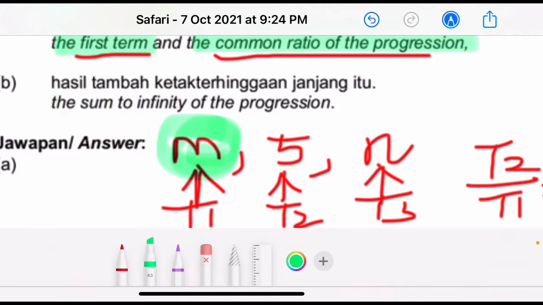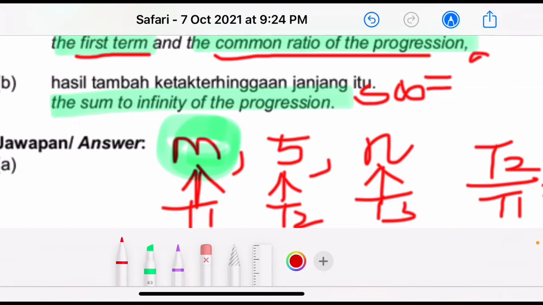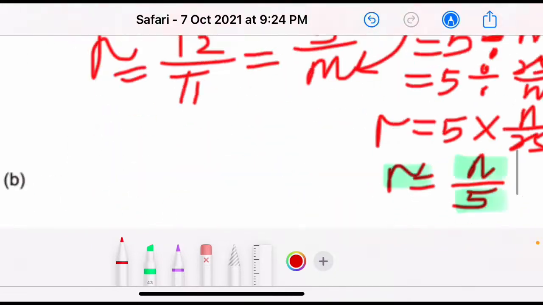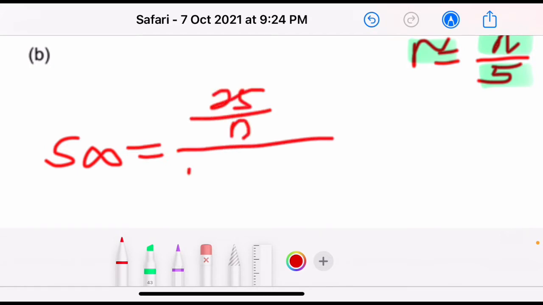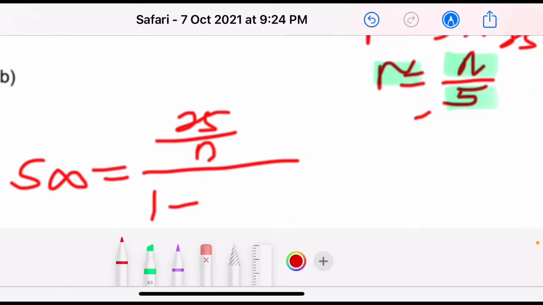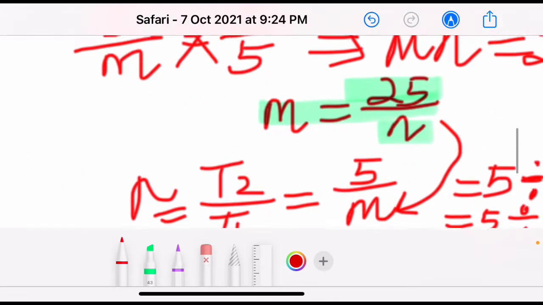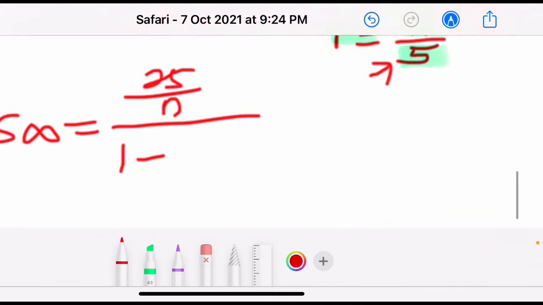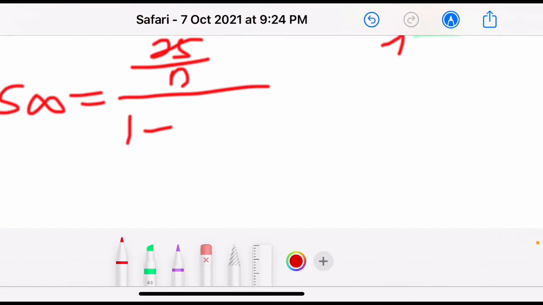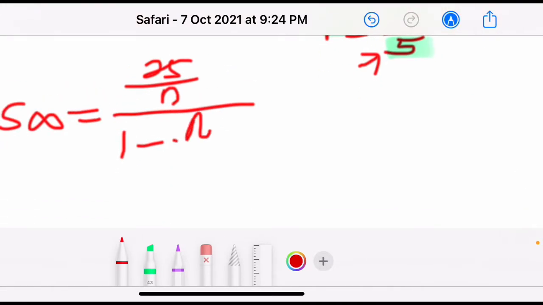The sum to infinity of the progression. What does sum to infinity mean? It means that we are going to use this formula. The r is obviously less than 1 for this case, so we just use the formula. Our a is 25 over n from just now, and our r is n over 5. So we have 1 minus r, with r being n over 5.